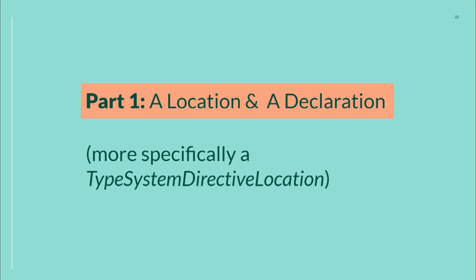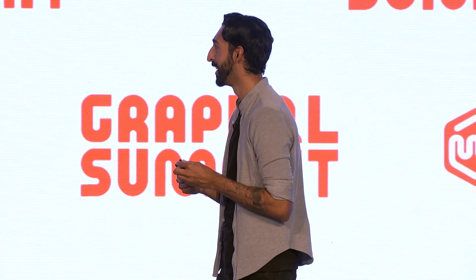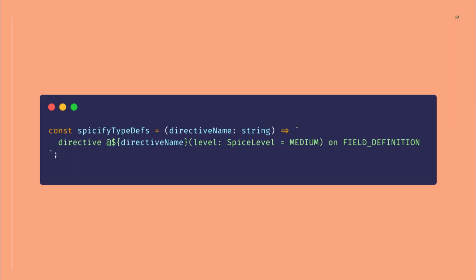So the first part of it is, again, a location, right? We're only going to use it on field definitions because we just want to affect some output data. It's our Spicify directive. We're just going to make things spicy and relatively simple. We're just going to add some pepper values to these things. And then we're just going to declare our directive. So here's what it would look like.